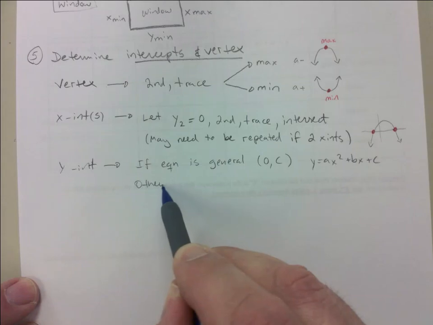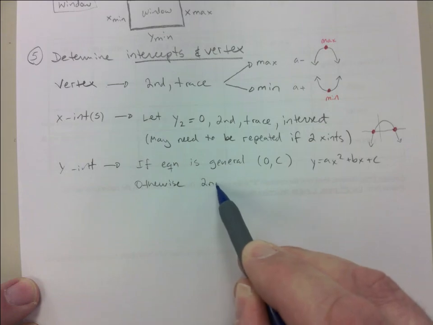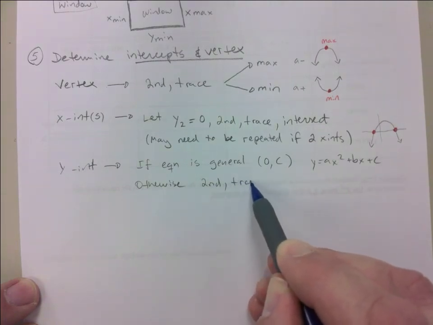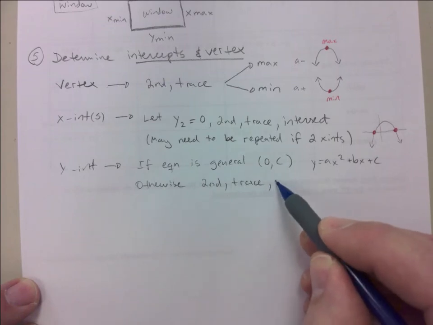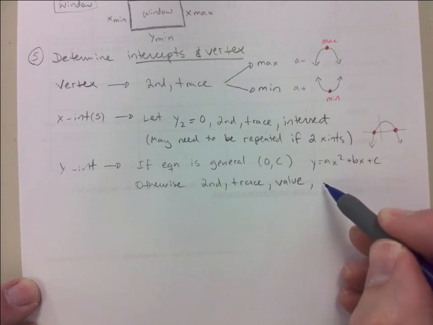Otherwise, you press second, trace, value, and you let x equal to 0.